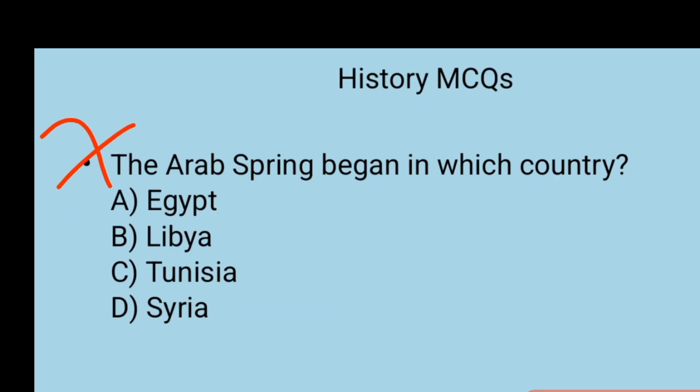Question number 7. The Arab Spring began in which country? A. Egypt, B. Libya, C. Tunisia, D. Syria. This was recent history. Okay, the answer is C. It began in Tunisia, then it spread to what? To Egypt and to the Middle East, Syria, and so on.